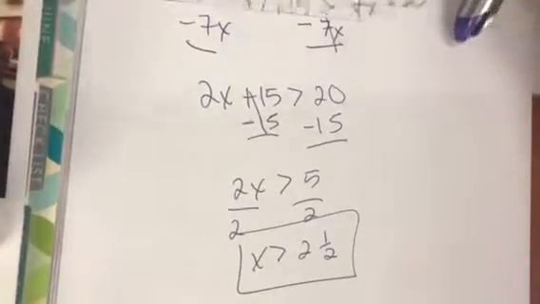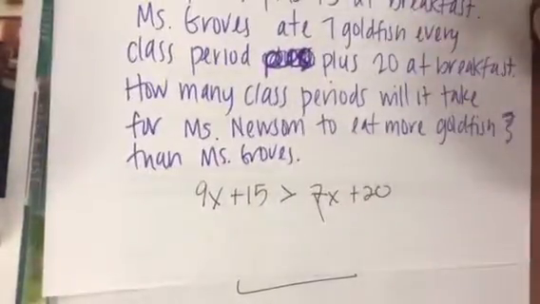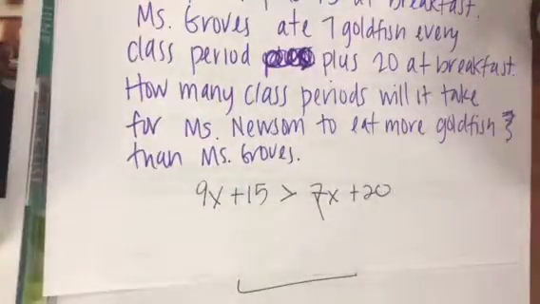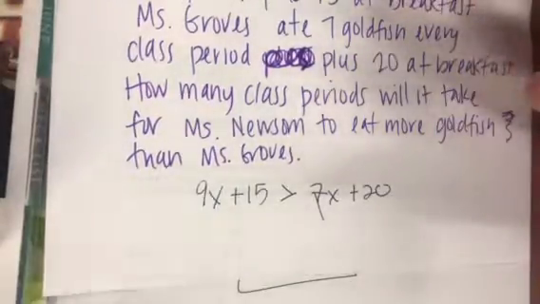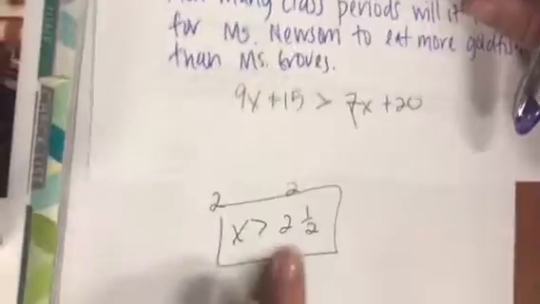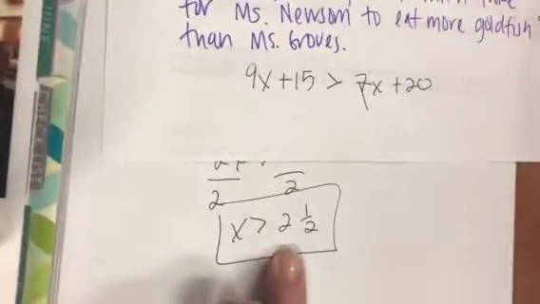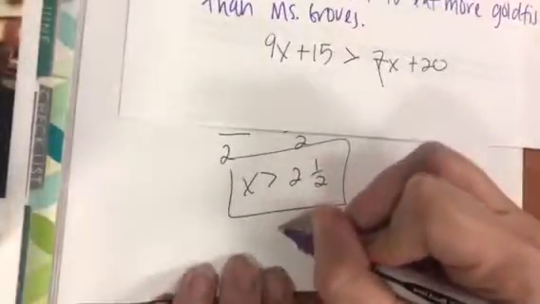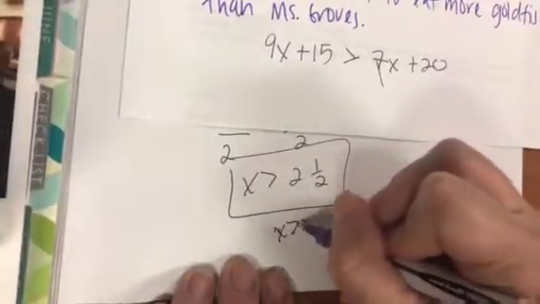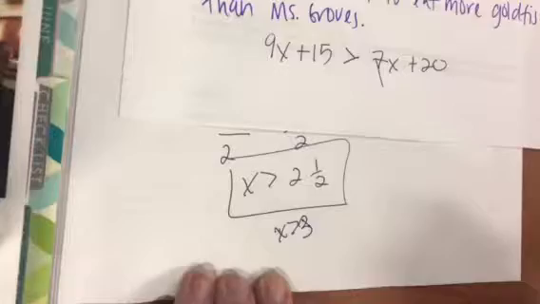But the question says, how many class periods will it take? So it wants to know actual class periods. After that second class period, is she going to have eaten more goldfish than me? It's gonna have to be at what period? No, second period, or third period, there's no such thing as 2.5 periods. So X is actually greater than 3. Very good. Is that supposed to be a 3? Yeah. It's supposed to be a 3.